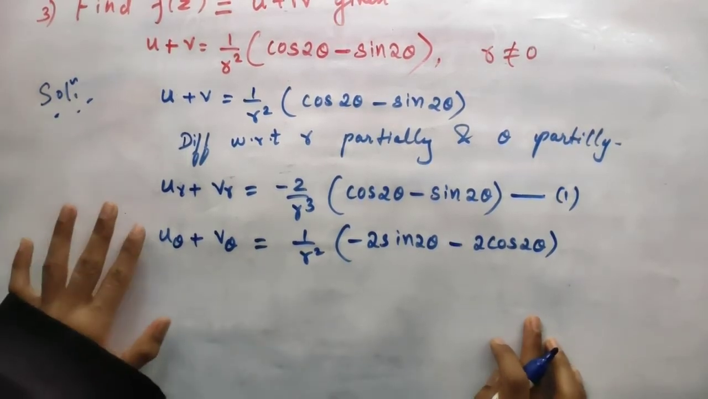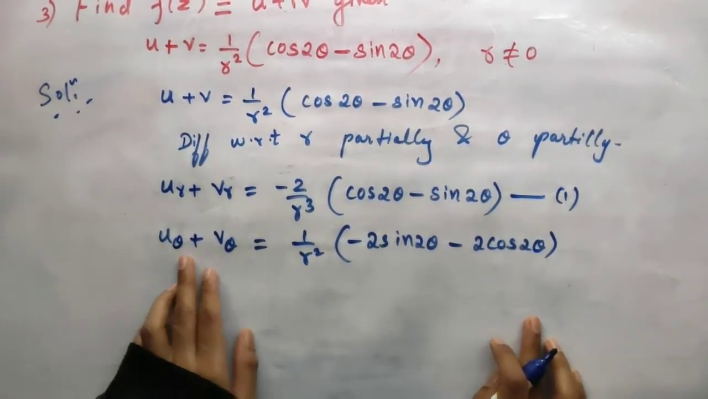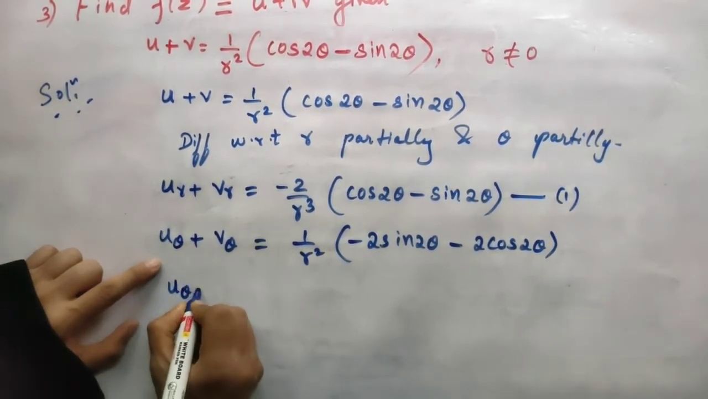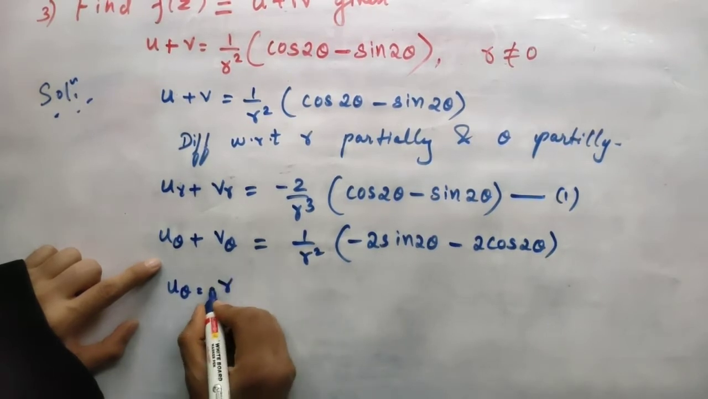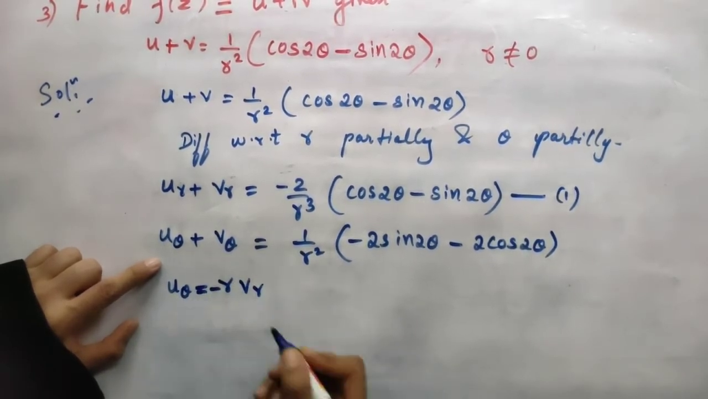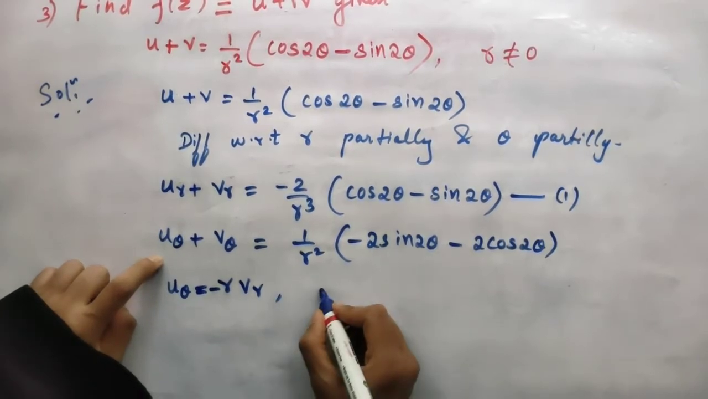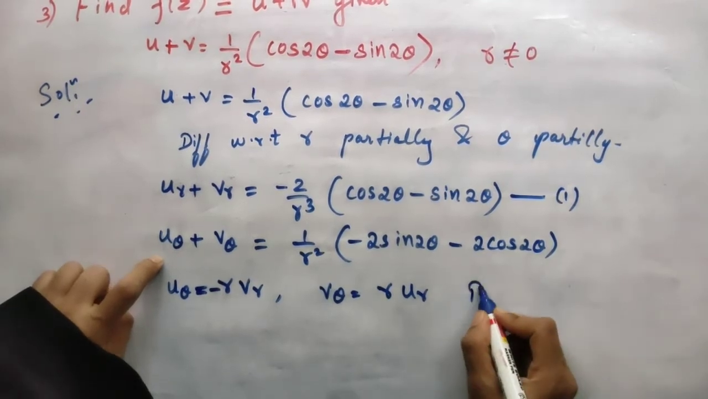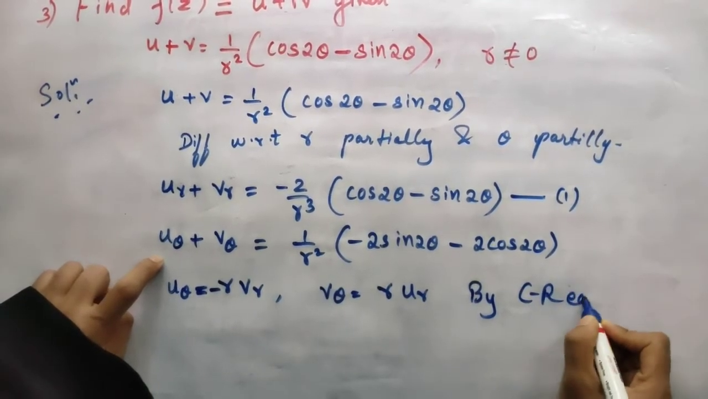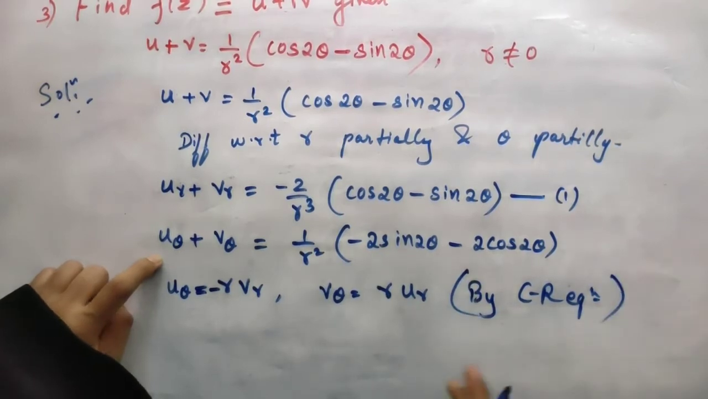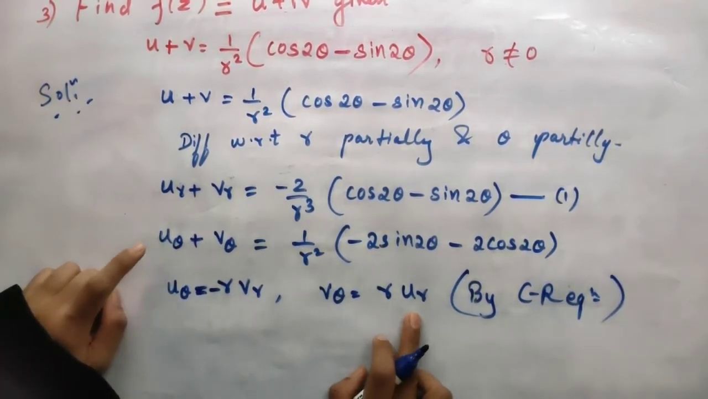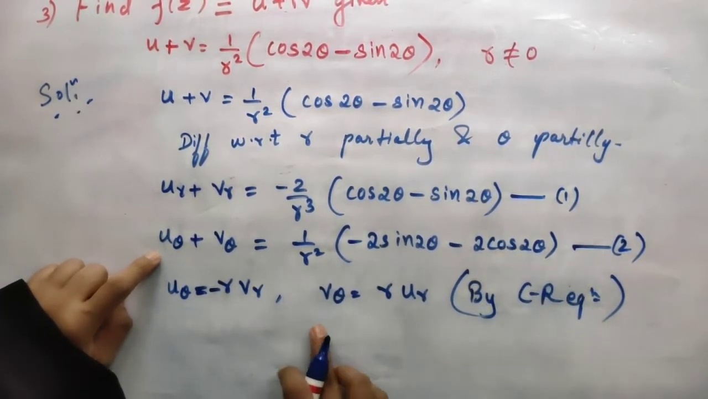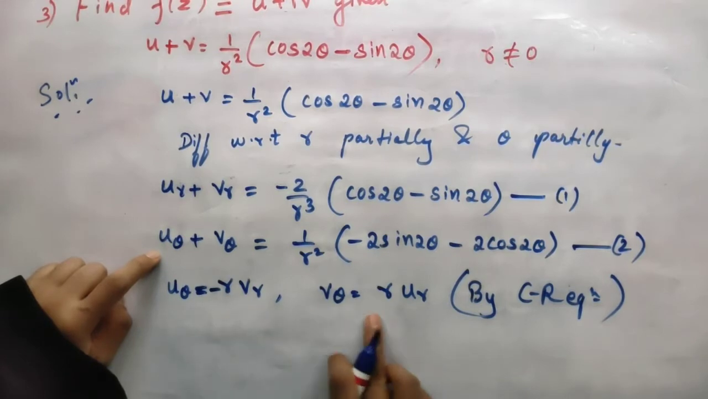Now use your CR equations to reduce this. I do not want anything in terms of theta over here, so whatever I am having in terms of theta on the left hand side, I will change it. You can write u theta as minus r v_r by CR equations, and you can write v theta as r u_r by CR equations in polar form. Now let us substitute this in equation 2.